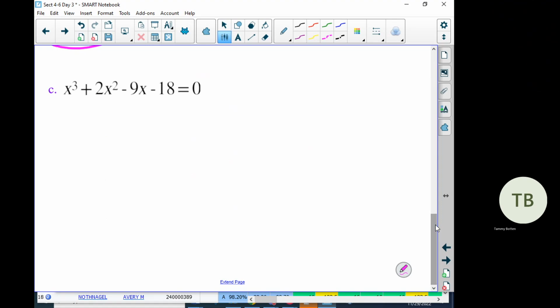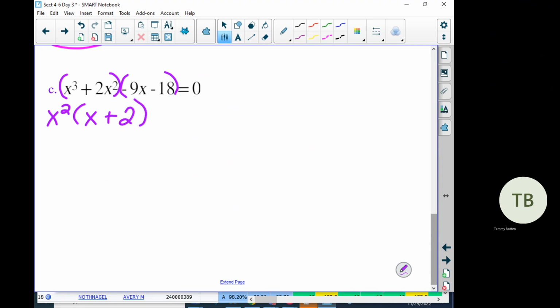Now, if I look at C, this one has 4 terms. With 4 terms, we use factor by grouping. So that means we're going to group the first 2 together as well as the second 2 together. For this one here, you're thinking, what can you factor out? And that's x squared. And then it's x squared times what gives me x to the 3rd? That's x. X squared times what gives me 2x squared? That's 2.